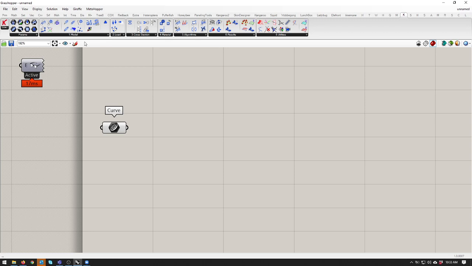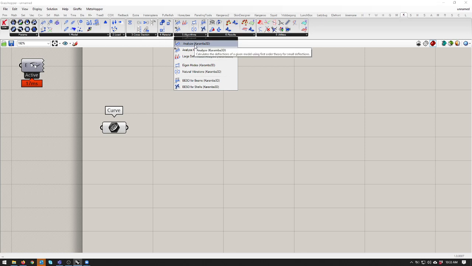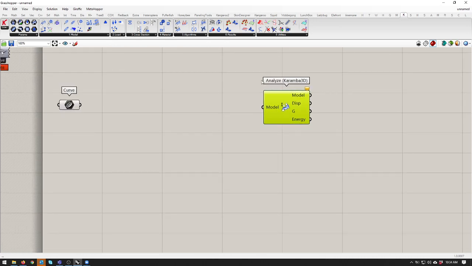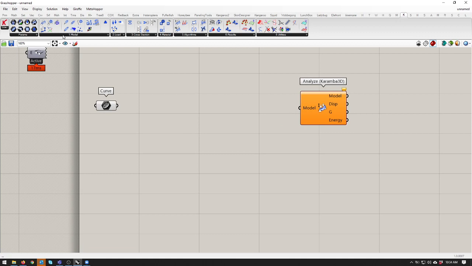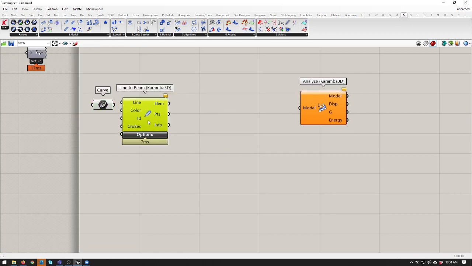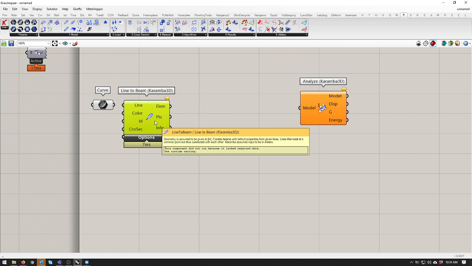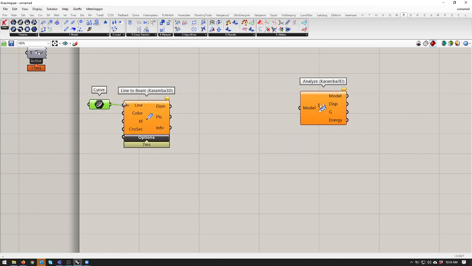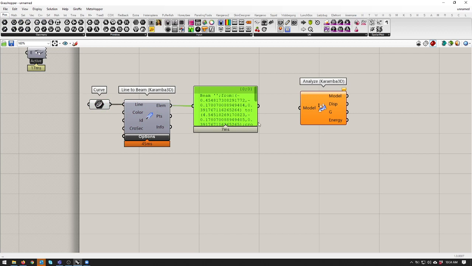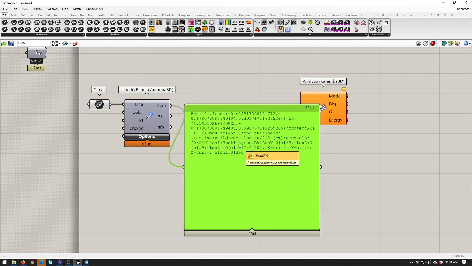The engine, you can find the one that we would use. We will be using just the standard Analyze Karamba 3D system, and we are going to be using tools like Line to Beam to build our structural system. So this takes lines and it converts those lines into beams. So here we can see out of the element section, this is like a string that actually represents all the information that Karamba wants to use to solve that particular element.